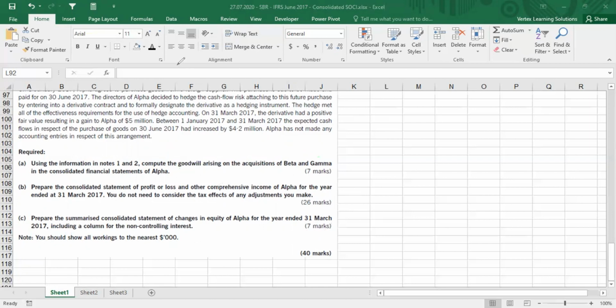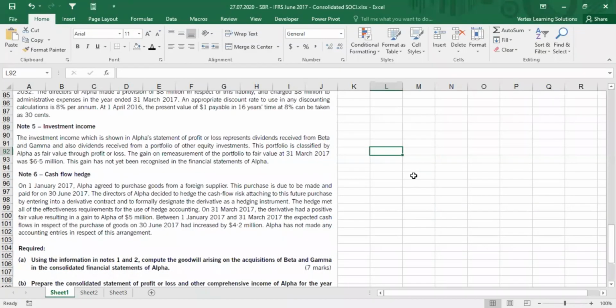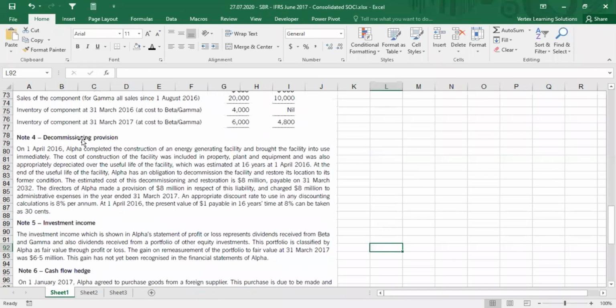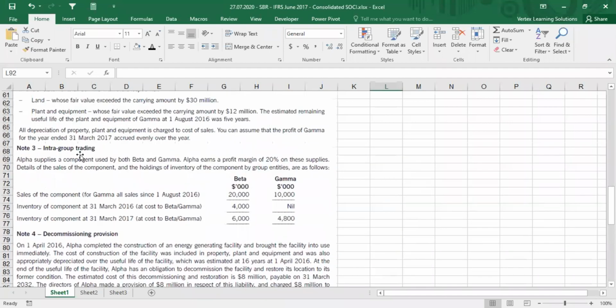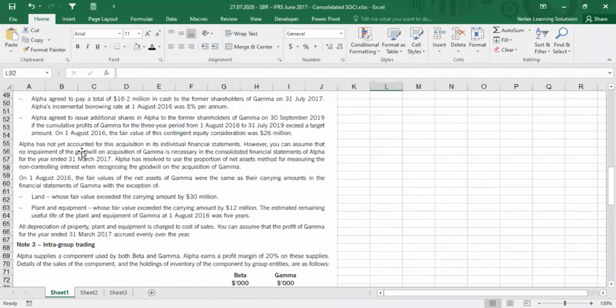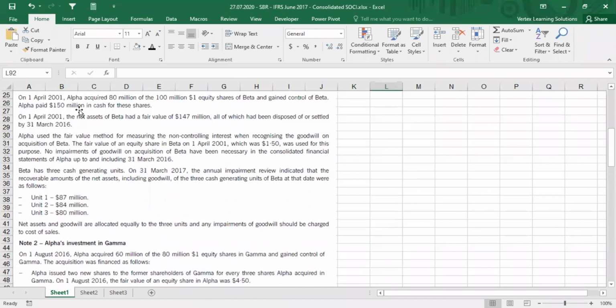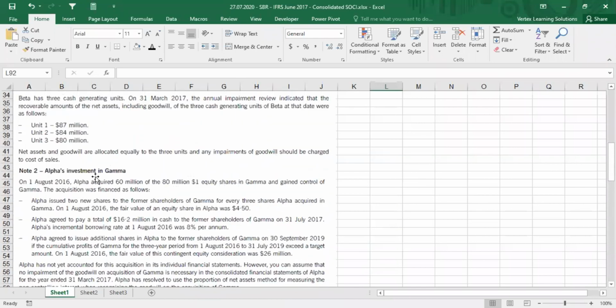So it's a little long question and we do not need to read the entire question, because we start with the first requirement, which is to calculate the goodwill, and this is only for note 1 and note 2. So no need to read the entire question in the very beginning. You will just overload your mind. Like cash flow hedge, it has got nothing to do with the goodwill, investment income, or decommissioning provision, or probably intra-group trading. We don't need these things. We only need note 1 and note 2, which are related to acquisition of beta and acquisition of gamma.